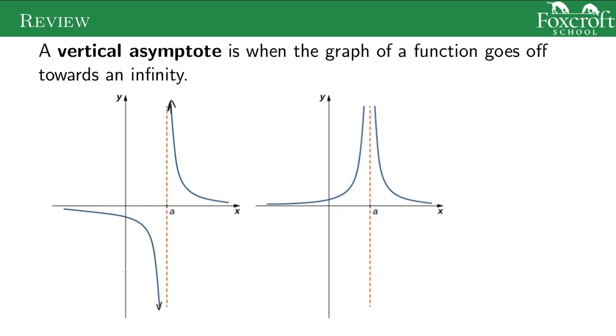This happens a lot when you have something like 1 over x, in this case 1 over x minus a. Or they can go in the same direction. And this just happens when it's squared or to an even power on the bottom. So sometimes it jumps if there's just an odd power. It'll stay on the same side if there's an even power.